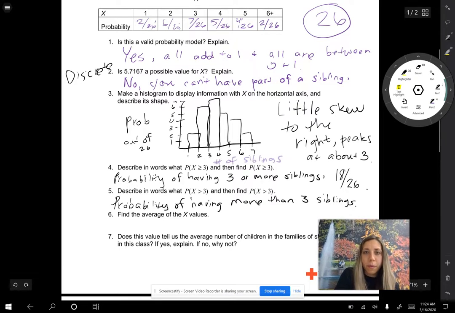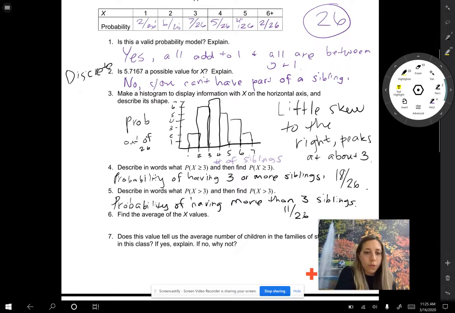And that would be, we could just add up anything more than 3. So 5 plus 4 plus 2, that's 9, 10, 11. That's 11 out of 26. Finding the average of these x values.